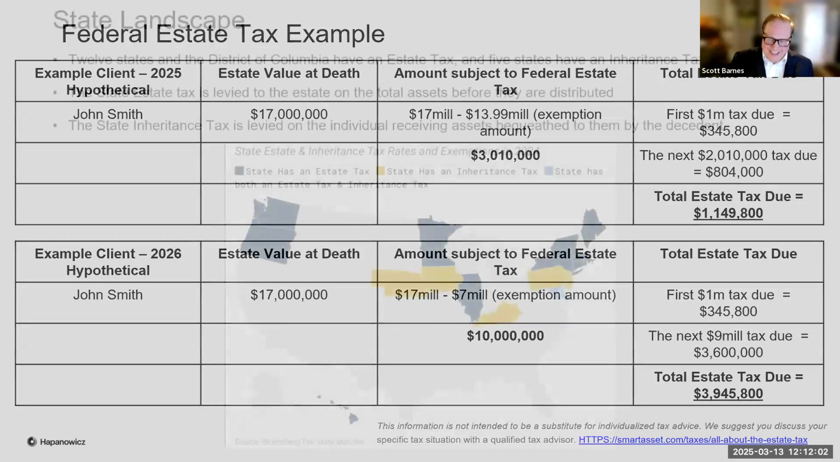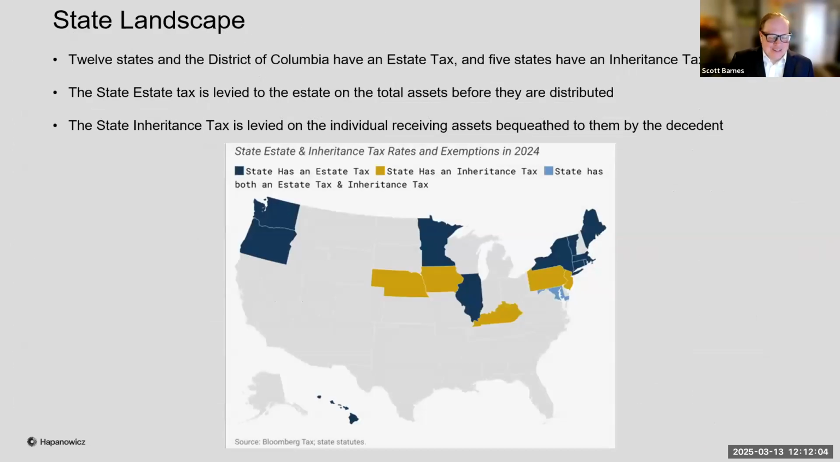So now we'll jump in to looking at each of the states, and I'll give you sort of an overview again of what we're looking at today. Each of the 12 states in the District of Columbia that levy an estate tax have their own exemption limits and tax rates. This also applies to the 5 states that have an inheritance tax. The lucky folks are the citizens of Maryland, where they're levied both an estate tax and an inheritance tax. And as previously discussed, an estate tax is levied on the estate before the assets are distributed to heirs. An inheritance tax is levied on the person receiving the assets that are left to them. So there is that difference.